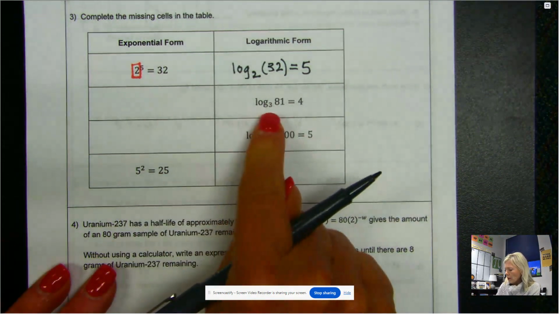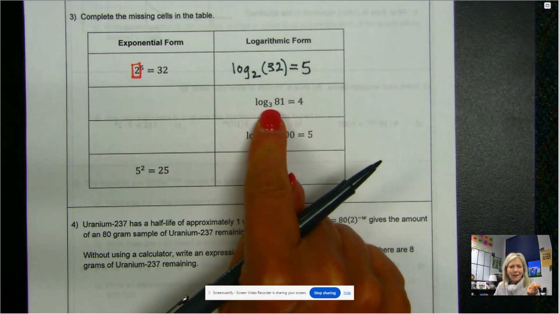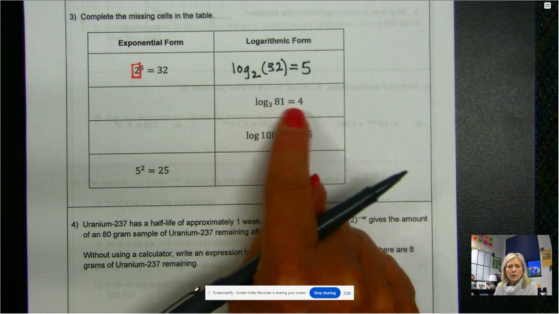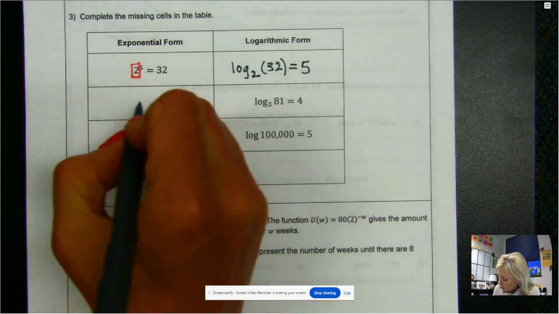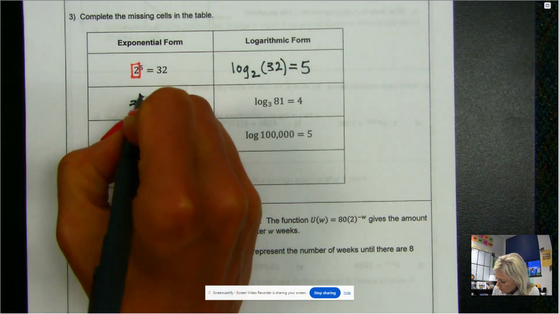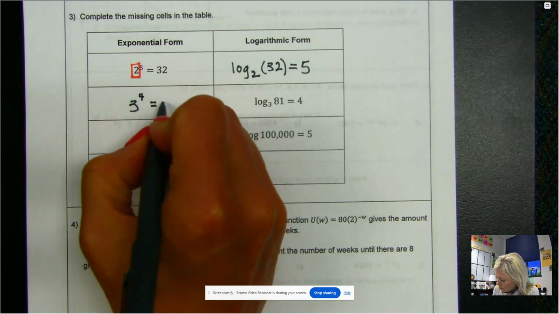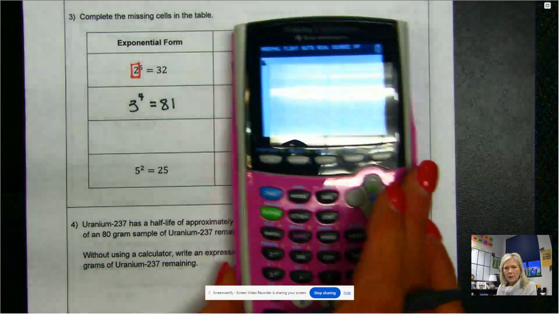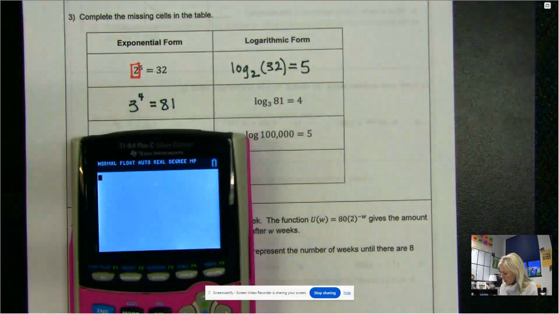And then going in the other direction, you should get a math fact that is true. So we have a base of 3 and the exponent is 4. So 3 to the fourth is equal to 81. And when you go backwards, it's easy to check in your calculator. Let's see here, 3 to the fourth, see, it is 81.